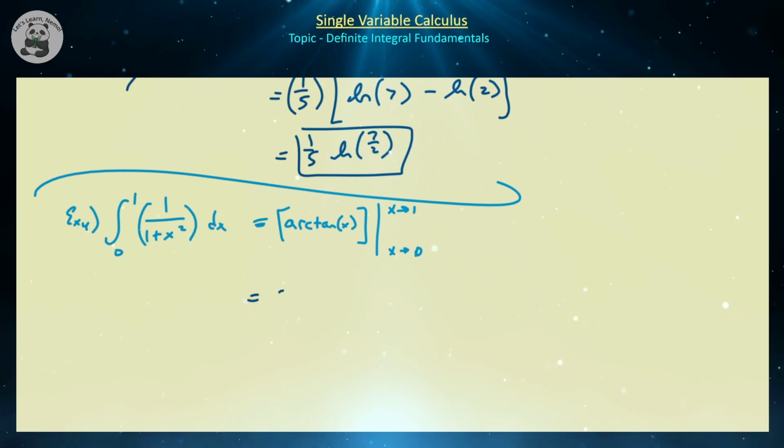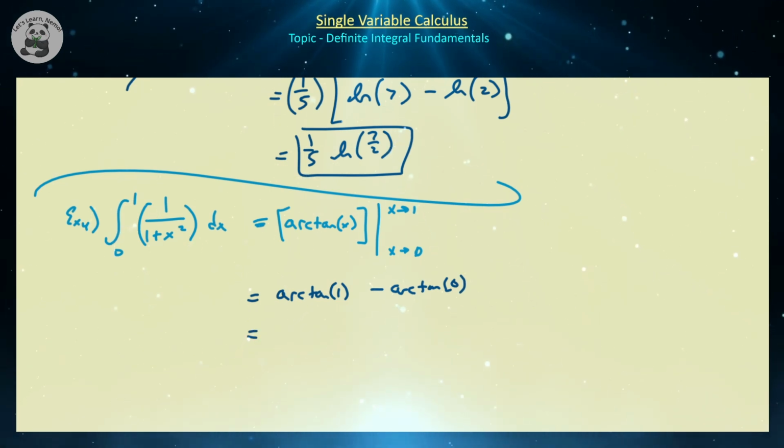So once we do that, we're going to have the arctangent of 1 minus the arctangent of 0. And that's going to be equal to what? So the arctangent of 0 we know is going to be 0, and the arctangent of 1 occurs when sine and cosine are equal to each other, because tangent is sine divided by cosine. So when are sine and cosine equal to each other in the interval 0 to pi? You should know that that's going to be the 45-degree angle, aka pi over 4.